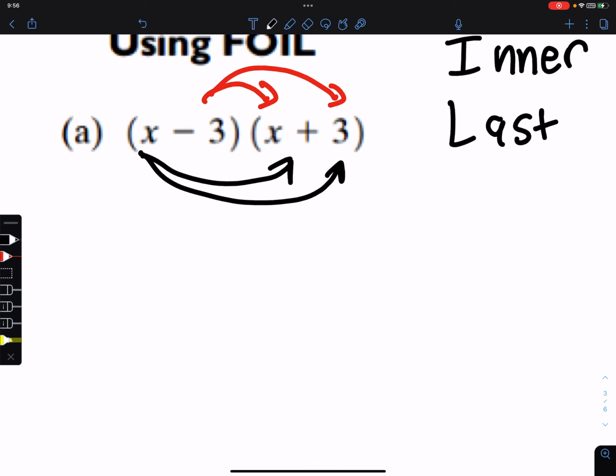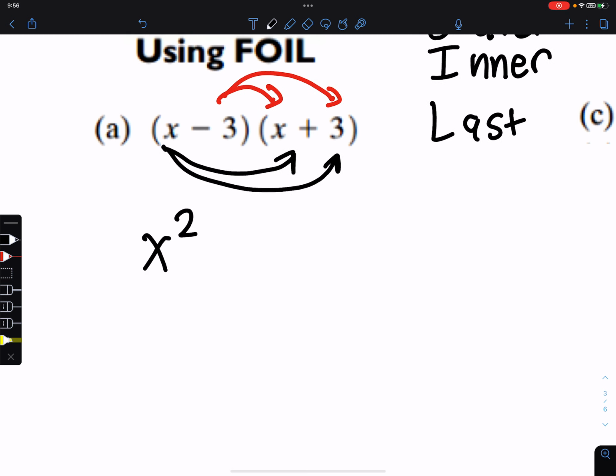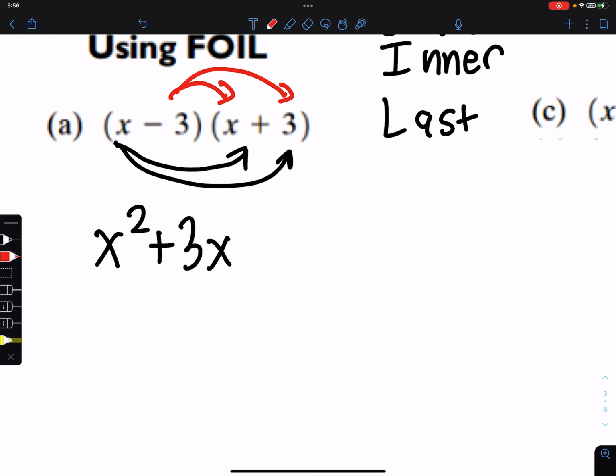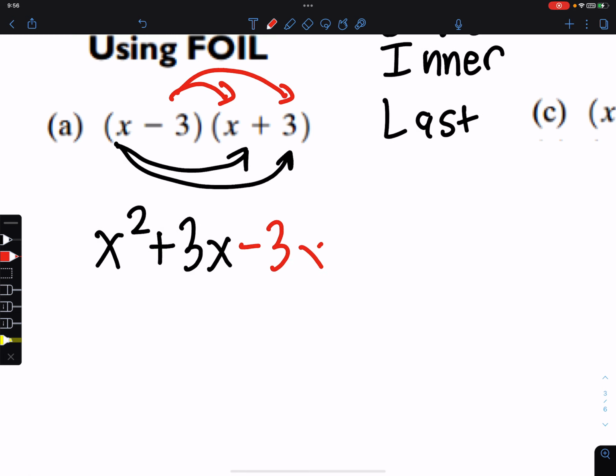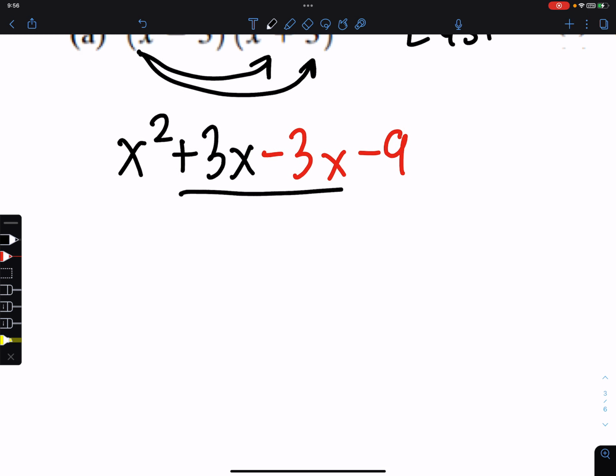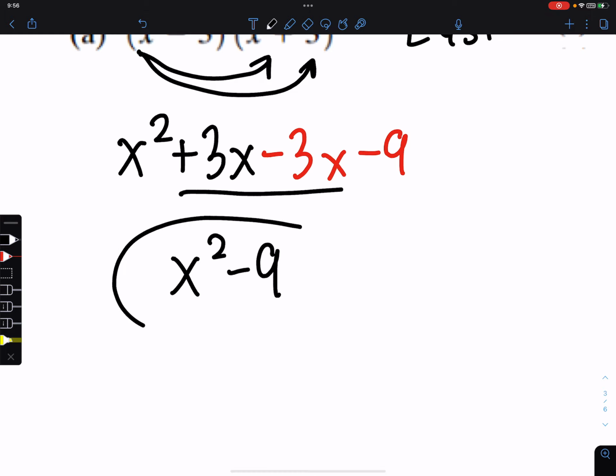Okay? So x times x is x squared. X times 3 is plus 3x. Now we distribute the negative 3. Negative 3 times x is negative 3x. And then negative 3 times 3 is negative 9. At our constant terms, notice how the middles cancel out. So we're just left with x squared minus 9.